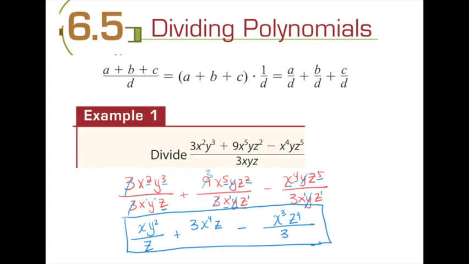With a monomial on bottom, the easiest way to do this is to take each piece and divide it. And when you're dividing, you're just reducing. Think of it as a fraction that you're reducing out.